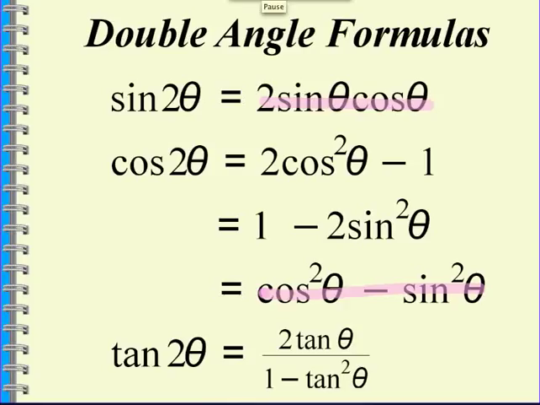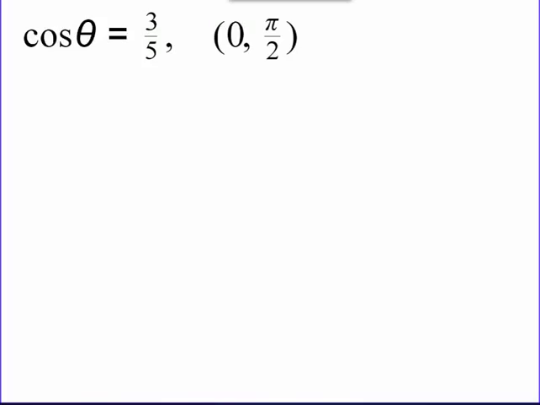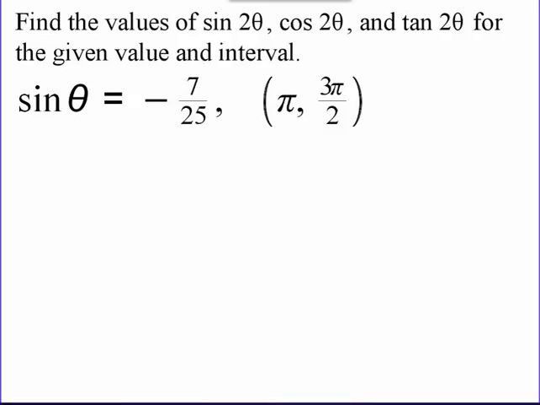Okay, so continuing on, let's go ahead and look at an example. Notice what these instructions say. Find the values of sine of 2 theta, cosine of 2 theta, and tangent of 2 theta for the given value and interval. And so this is what your homework problems are going to look like in this section. So basically what we're going to do is plot where theta is. And so in looking at that, you're going to look at this interval right here.